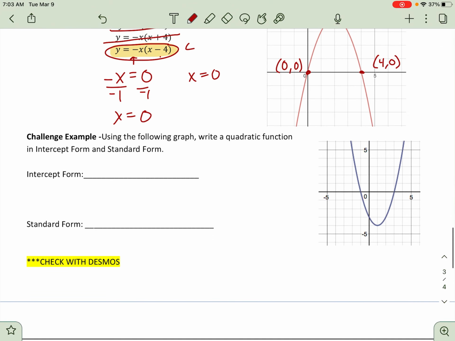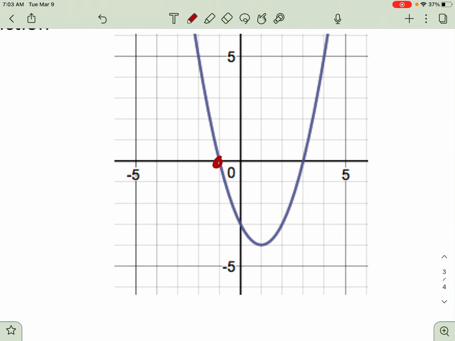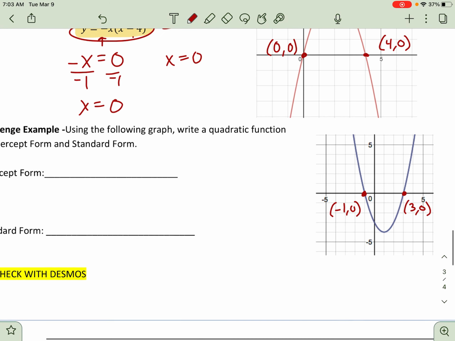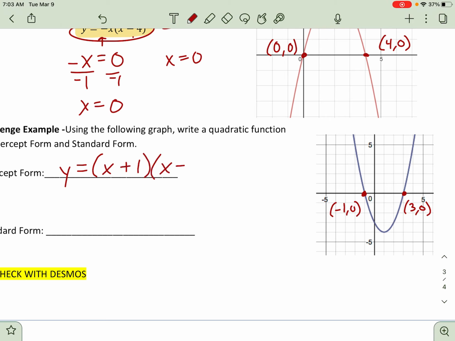All right, using the following graph, write a quadratic function in intercept and standard form. This is kind of a challenge example, but we're going to go through it anyways. Okay, you have an intercept here of negative 1, 0. Intercept here of 3, 0. Okay, it's positive. So let's write an equation. Remember, it's always going to be the opposite. So since it was negative 1, it's going to be plus 1. And since it's positive 3, it's going to be negative 3.